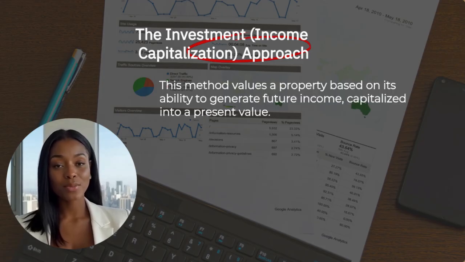Assumptions: income is predictable and stable. Market-derived yields are available. Limitations: sensitive to inaccurate income projections. Complex for multi-tenanted or fluctuating properties.